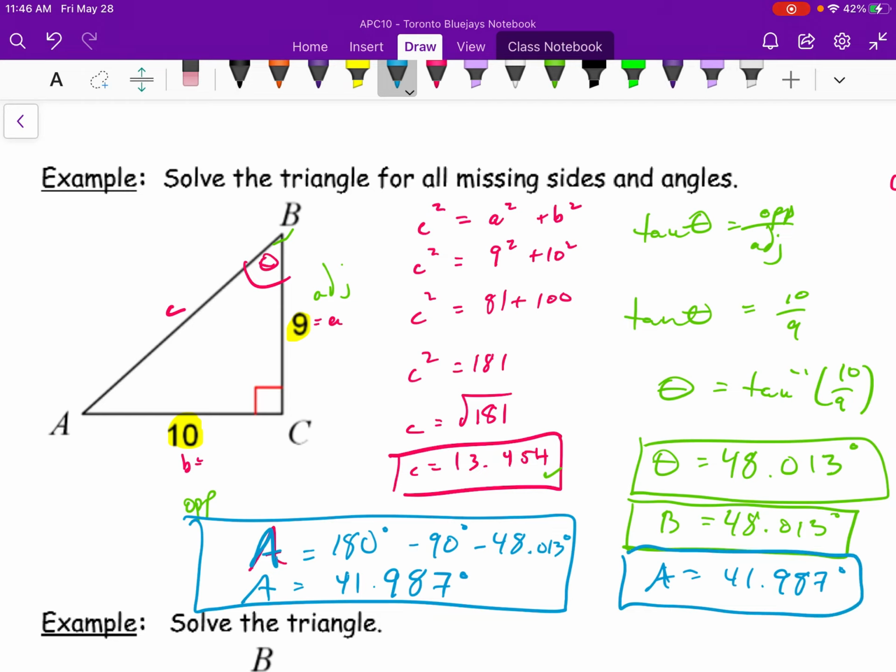So what is the connection between angle A and B? Angle A and B are what are known as complementary angles, that the sum of the two of them is 90 degrees.